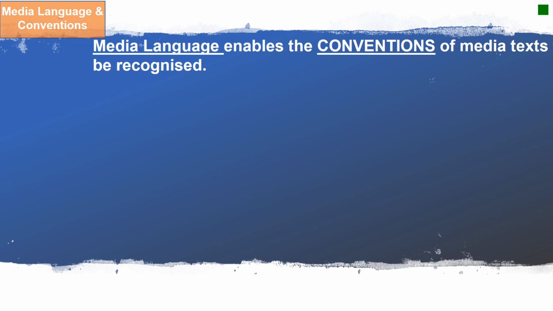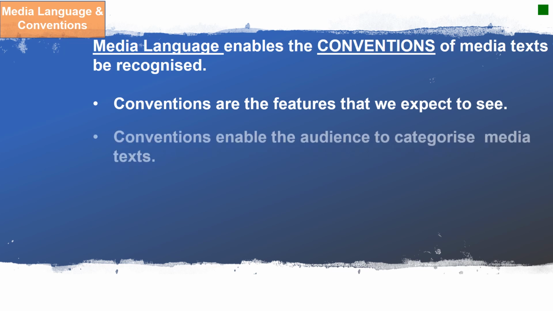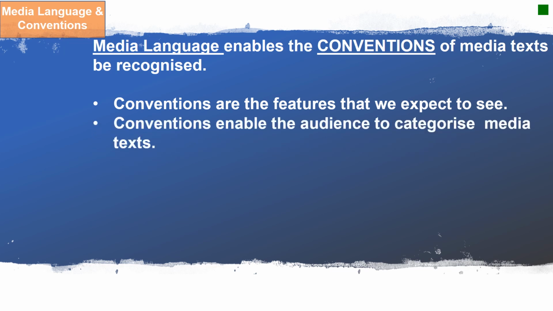So to take that a stage further, when we're linking together media language, because it enables the conventions of media texts to be recognized, we can think about this in terms of audience expectations. So conventions are the features that the audience expect to see. So if you're looking at a magazine, you would expect a masthead and cover lines and a main image and so on. So it fulfills the expectations of the audience. And to move that on a little bit more, it enables audiences to categorize media texts.